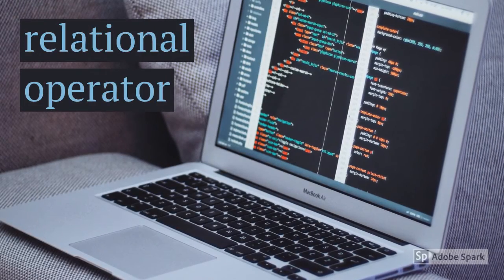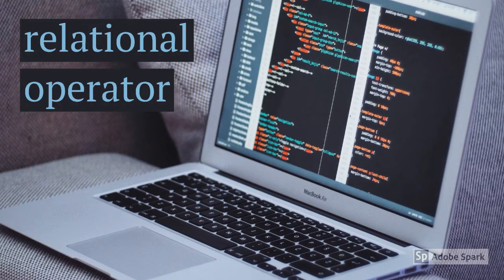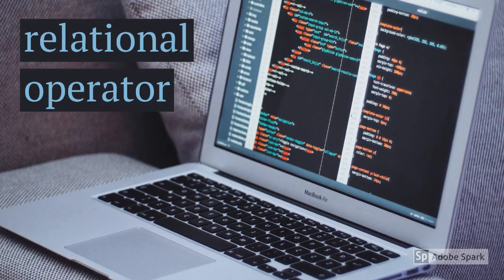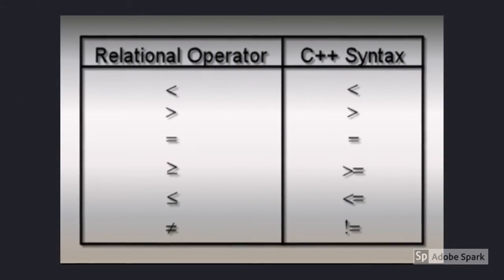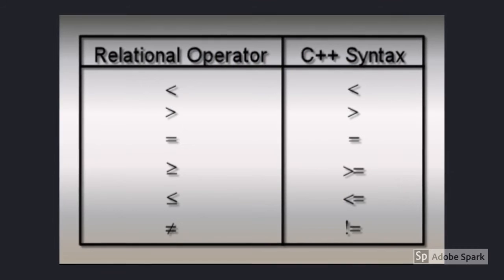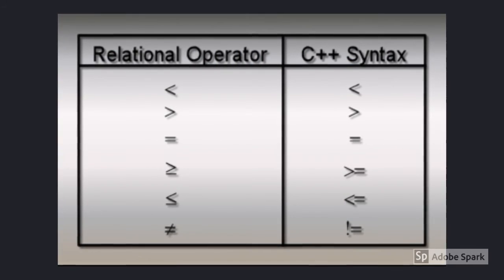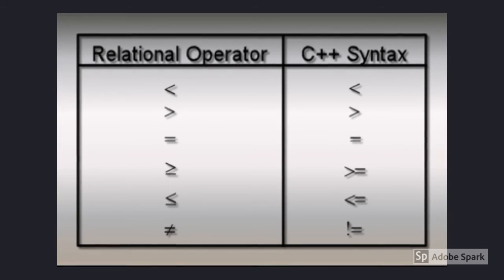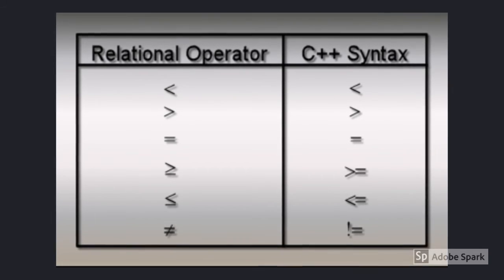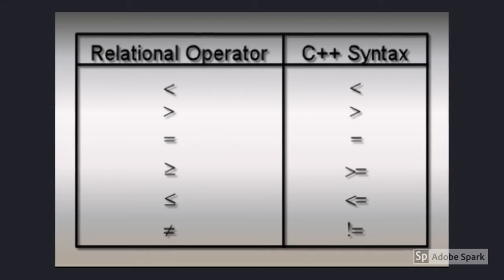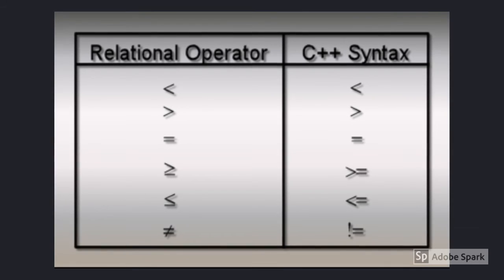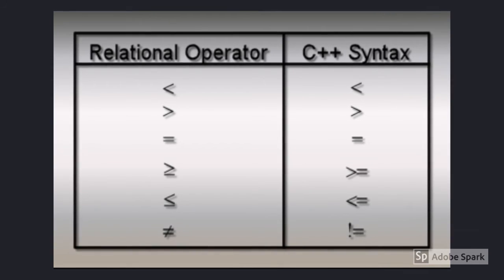The next thing on our agenda, relational operators. Relational operators are used for comparison of two values to understand the type of relationship a pair of numbers shares. For example, equal to, not equal to, greater than, lesser than, greater than or equal to, or lesser than or equal to.